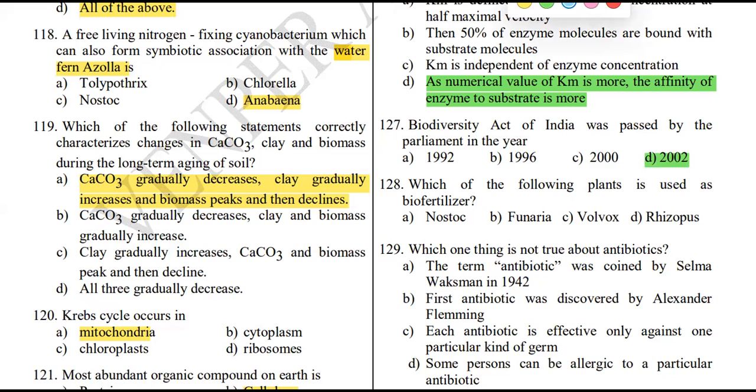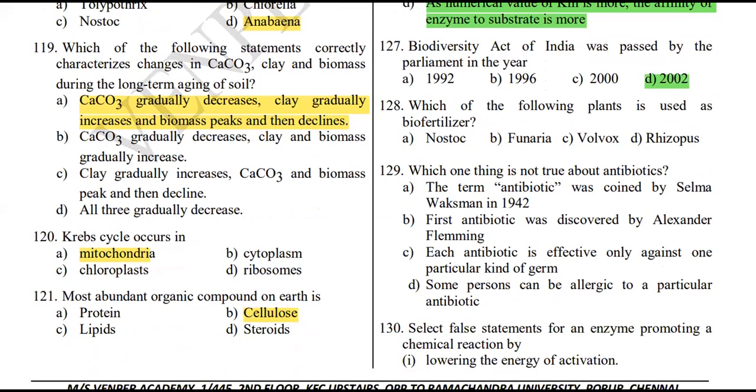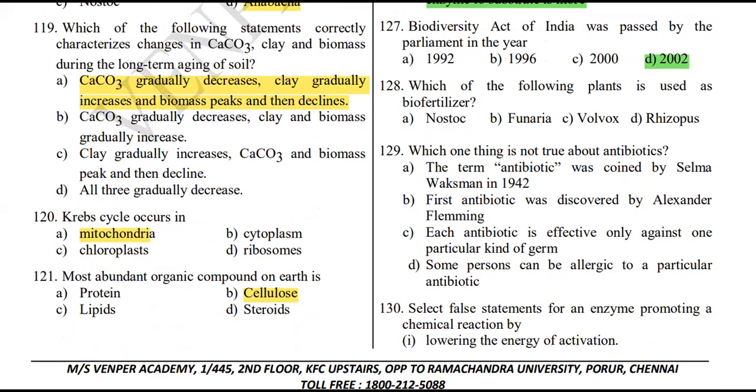Which of the following plants is used as a biofertilizer? Very important. Nostoc, Funaria, Volvox, and Rhizopus. You have to remember which one of these. Okay, listen. Nostoc is the one which is actually used as a biofertilizer. Funaria, we already know, is a bryophyte, Volvox is an alga, and Rhizopus is a fungus, right? Yes. So Nostoc is the one used as a biofertilizer.